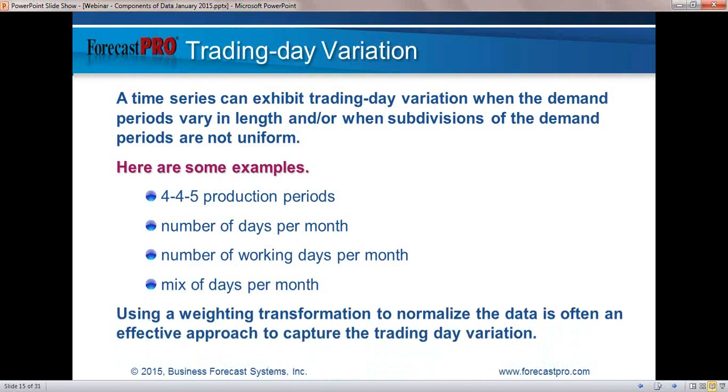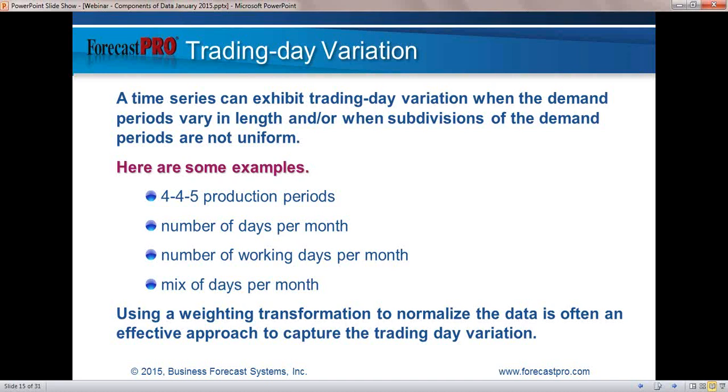Usually, if we've got trading day variation, how do we approach it? Often you can use something called a weighting transformation. And what we want to do is to convert or remove, let's say, the trading days. So for example, if we had monthly data, so we have an observation of demand month by month, and we were to divide that observation by the number of days per month, we would convert our monthly demand into a monthly observation of demand per day. Essentially, we get rid of the fact that the number of days varies from month to month.